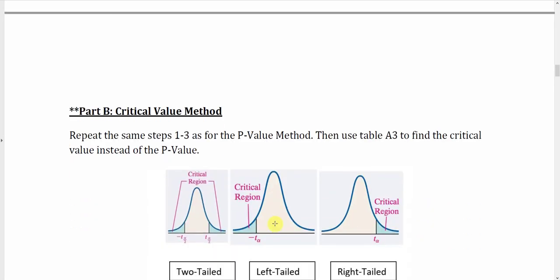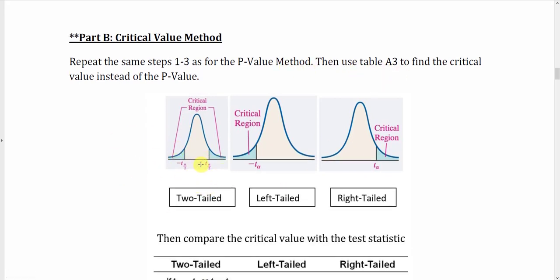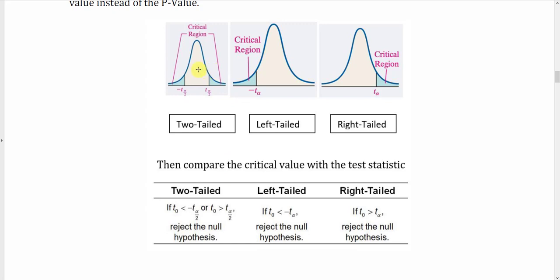And in the same way as in the last few sections, we also have the critical value method. Now, instead of finding the p-value, we can find the critical value. Once you find the critical value, you can check whether the test statistic is inside the critical region or not. If the test statistic is inside the critical region, then we reject the null hypothesis.